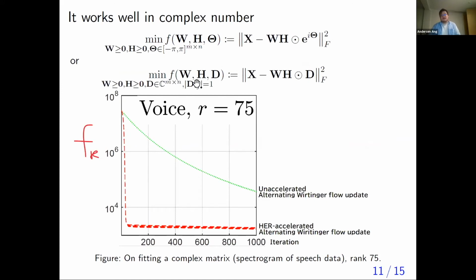And then lastly, this is a very new result. It also works for complex number. That is, instead of fitting W and H, you also want to fit a matrix D. D is a complex matrix with a specific constraint. This is just for the machine learning purpose, but it shows that it also works very well. This is on speech data, that is some voice, and then you want to decompose it. And because this is a complex number, you need to use a complex number formulation called Wirtinger flow, and you can see that it has very good performance.